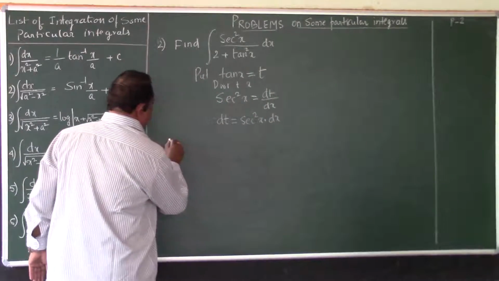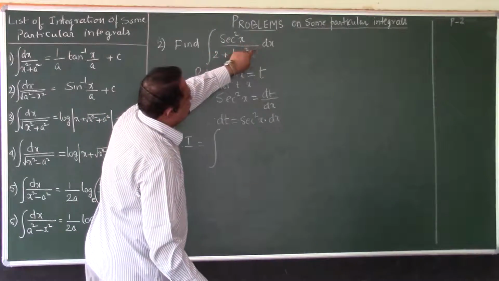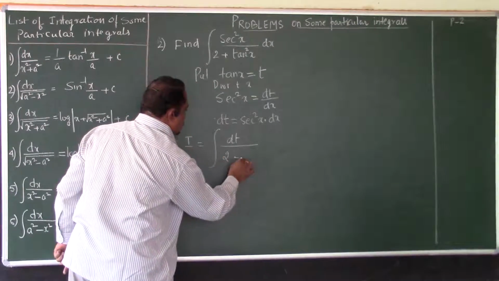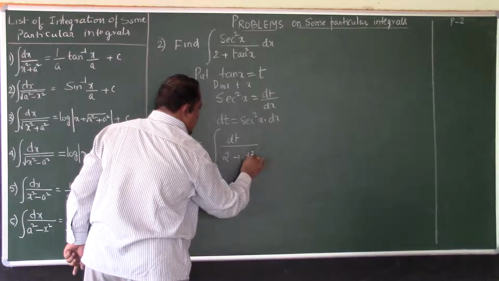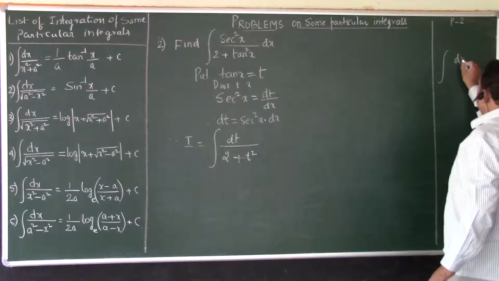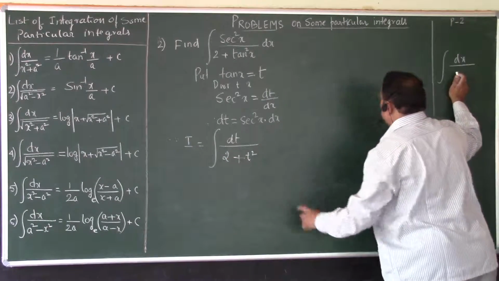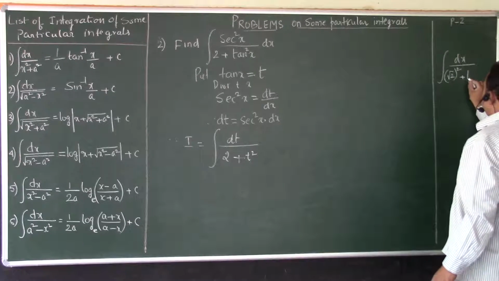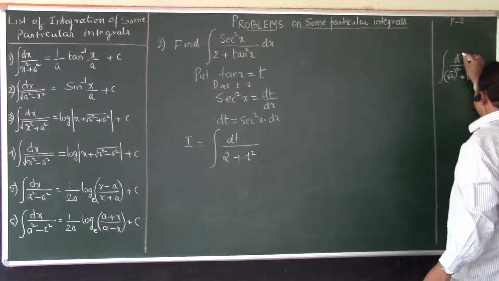Now let us see. Therefore, I equals the integral of dt over 2 plus tan square x, and I have put tan x as t, so it is t square. What form is it matching? It is matching the form dx by constant square plus variable square. Though 2 is not a perfect square, I can write it as root 2 squared. So it is constant square plus t square, variable square. Instead of x, we have t.